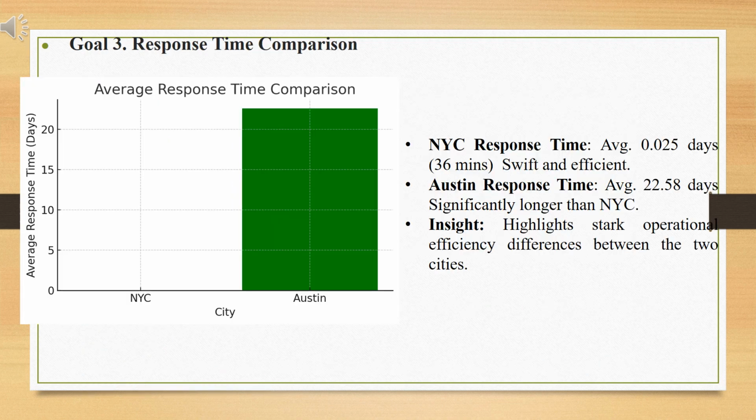Coming to the goal 3 preliminary analysis, goal 3 is response time comparison. You can see the graph, and coming to that, New York City's average response time is 0.025 days, that is 36 minutes, swift and efficient. Houston's average response time is 22.58 days, significantly longer than New York City. Insights highlight stark operational efficiency differences between the two cities.